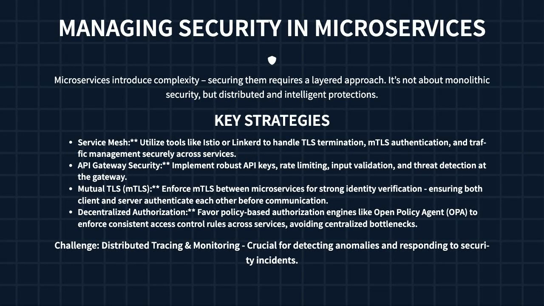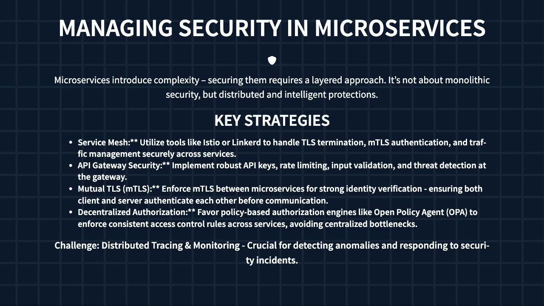Okay, let's talk about securing microservices. It's a different beast than traditional monolithic apps. The key is you can't just apply the same security measures everywhere. You need to think distributed. A service mesh like Istio or Linkerd is a really valuable tool here. It handles things like encrypting all communication between services and making sure they are actually who they say they are through mTLS. Then your API gateway needs strong protection.